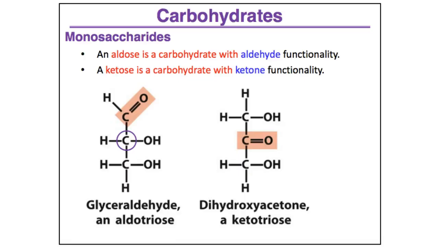Going into the first class, the monosaccharides, they have two different families, the aldose or the ketose. What differentiates these two families is the functionality. You can either have the aldehyde, which is that carbonyl with the hydrogen on one end and a carbon on the other end, or a ketose, which has the functionality of a ketone, where you have the carbonyl with a carbon on each side.